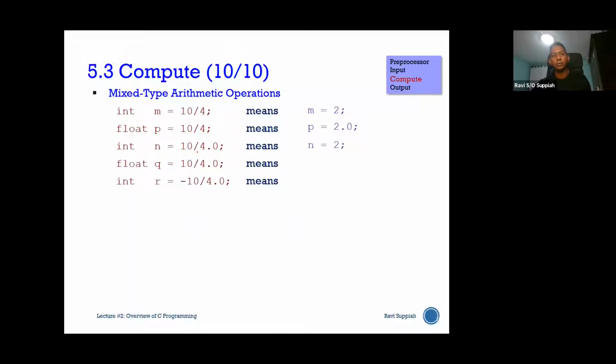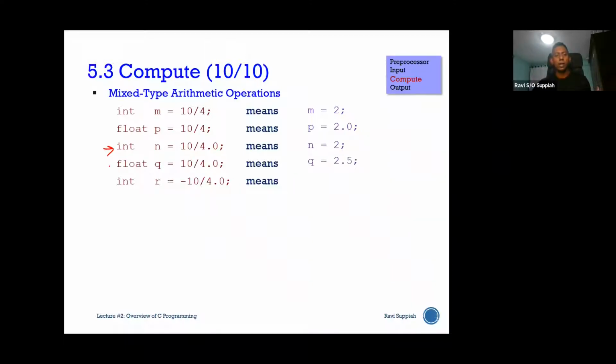And if you look here, 10 divided by 4.0, the next one, again you have integer divided by float. So when you have integer divided by float, you are able to perform an actual division as a float, but since you are assigning it to an integer over here, the truncation happens now. So from 2.5 you get 2.